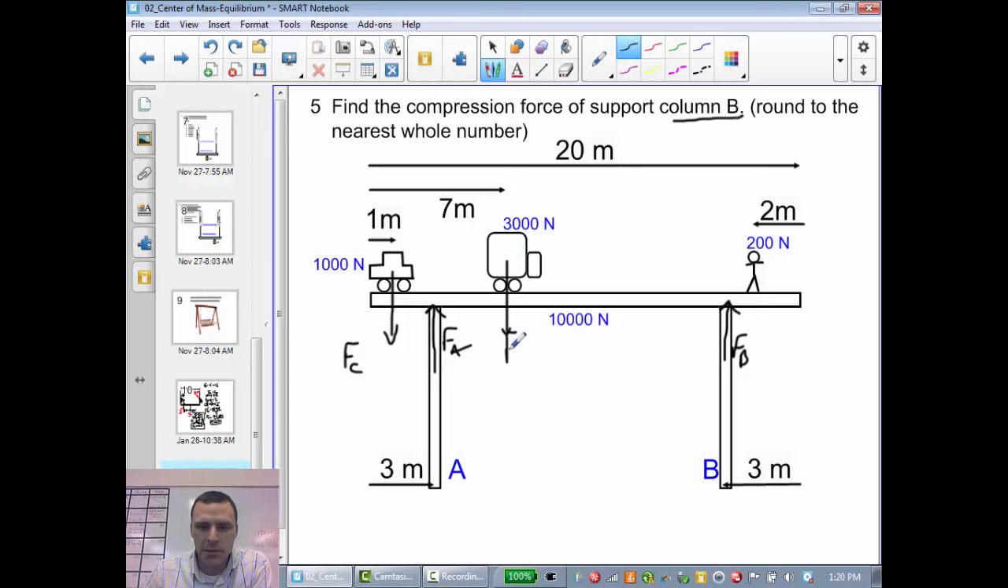I'll label the truck FT, T for truck. I'll label the bridge. I can't use FB because I already have that. I'll use FR, R for roadway, and then have FP for person.